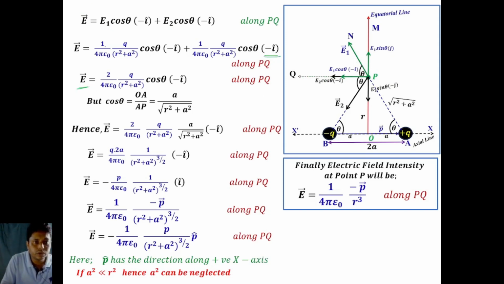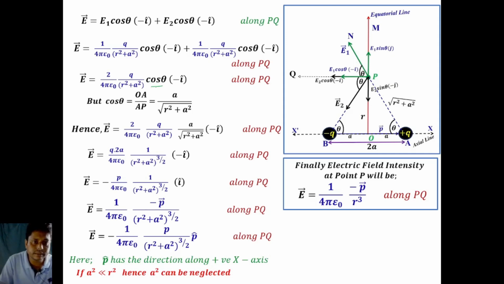So, E will be here, these two terms are same, so 2 by 4 pi epsilon 0 Q by R square plus A square cos theta minus i cap. Here cos theta, if we consider this triangle, OPA triangle, then cos theta will be OA by AP, since OA is the base. OA by PA, or AP. So this will be A by square root of R square plus A square.